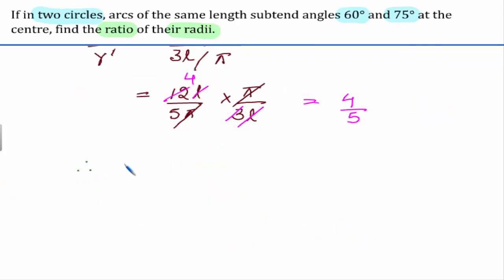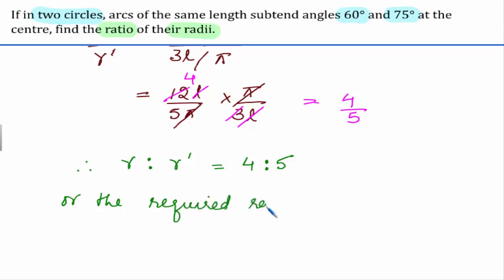Therefore, the ratio of their radii, that is R is to R dash, is equal to 4 is to 5, or the required ratio of the two radii is 4 is to 5. This completes the solution.